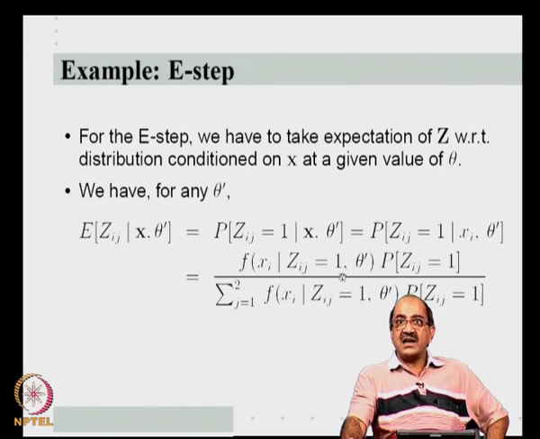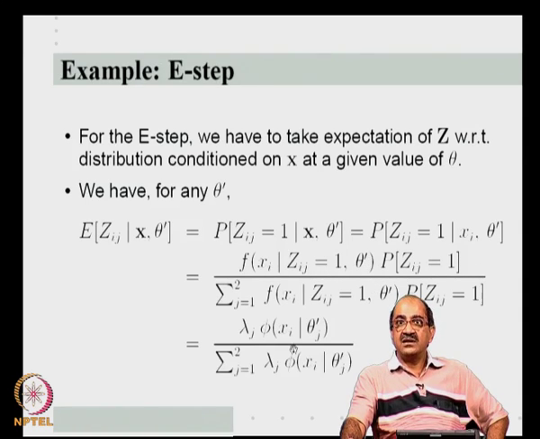F of xi given Zi equal to 1 at theta prime is nothing but phi of xi given theta j prime, because j is equal to 1, and this is lambda j. So, what does this give me? Lambda j from this term, and this will give me phi of xi given theta j prime, and the denominator is the sum of the same thing over j. This expression is very familiar. This is exactly the gammas that we defined earlier.